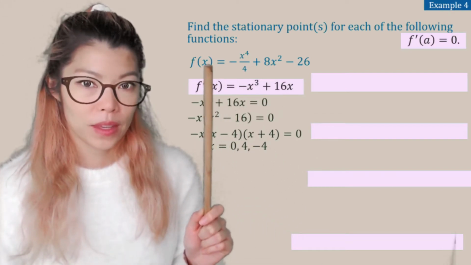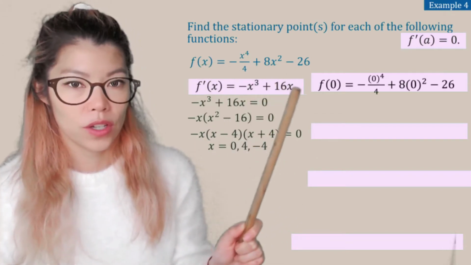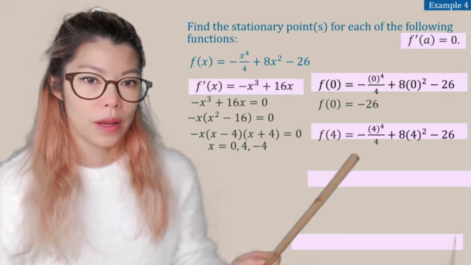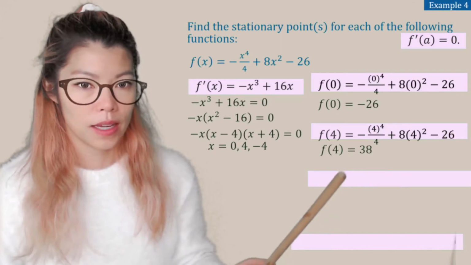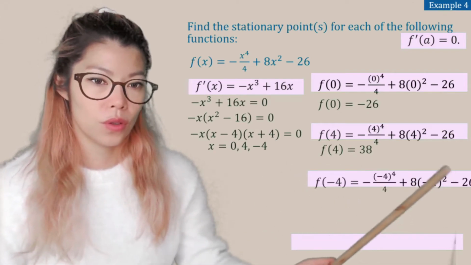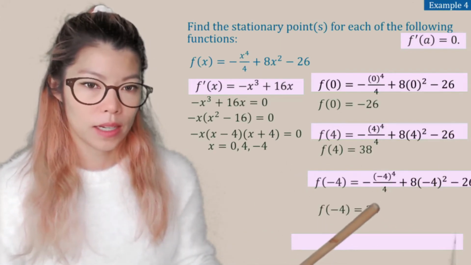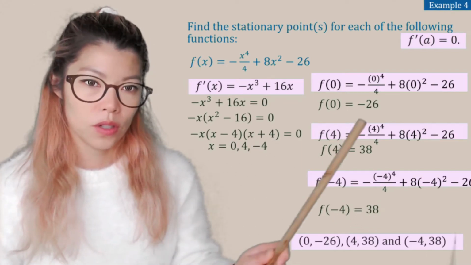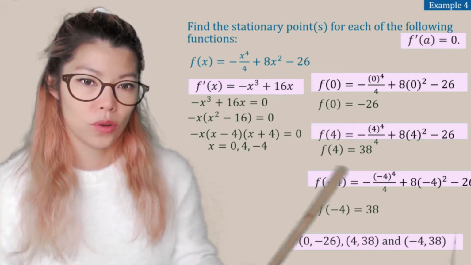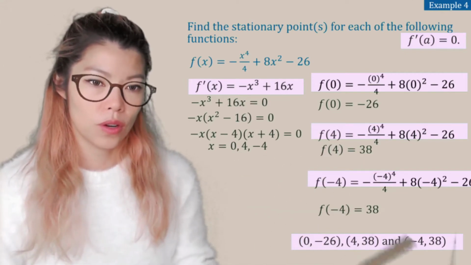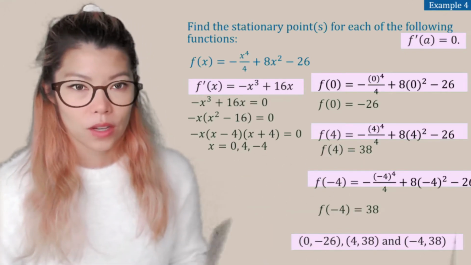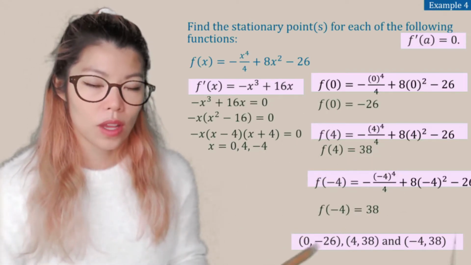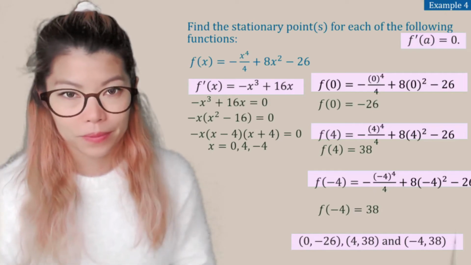Painful, I know. So for the first one, use the original equation again. We have -26, that one's easy. For 4, plug that in, we obtain 38. And for minus 4, plug that in, we obtain also 38. So we have the 3 points, 0, minus 26, 4, 38, and minus 4, 38. Try this out by hand so that you know that you can calculate these values, and also using the CAS.